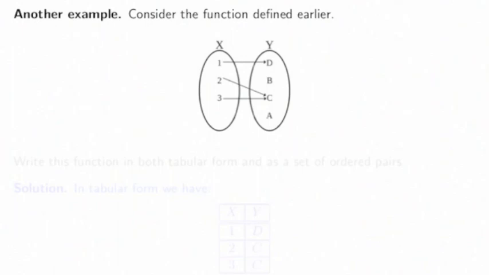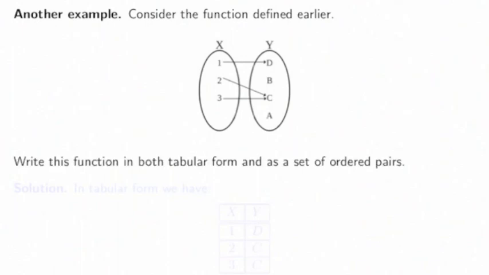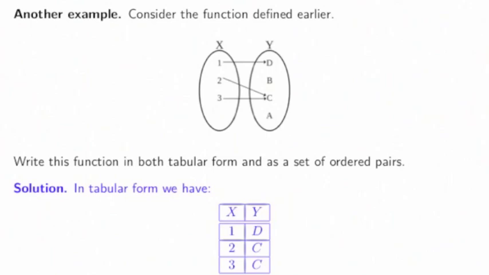Here's another example. Again, off of Wikipedia, the function we looked at earlier. Let's write this function in both tabular form and as a set of ordered pairs. As a table, there it is. 1 is mapped to D, 2 is mapped to C, and 3 is mapped to C. As ordered pairs, 1, D, that ordered pair means that 1 is mapped to D. The next ordered pair, 2, C, means that 2 is mapped to C, and then there's the ordered pair 3, C. In the next lecture, we will examine functions defined by equations.